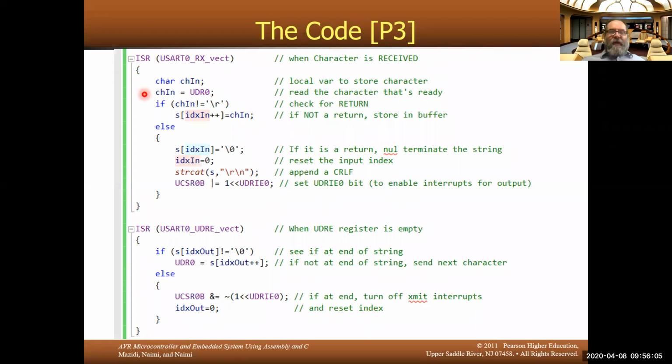I grab the character that was received out of the data register, and I check to see, is it a return or an enter? If it's not a return, I simply add that to the S array, the character array, at location index in, and I add one to index in afterwards. So the very first time I've got a character that's received, if it's not a return, I put it in S sub 0. I add 1 to index in, it becomes 1, and I'm done. I go back to spinning in the while loop.